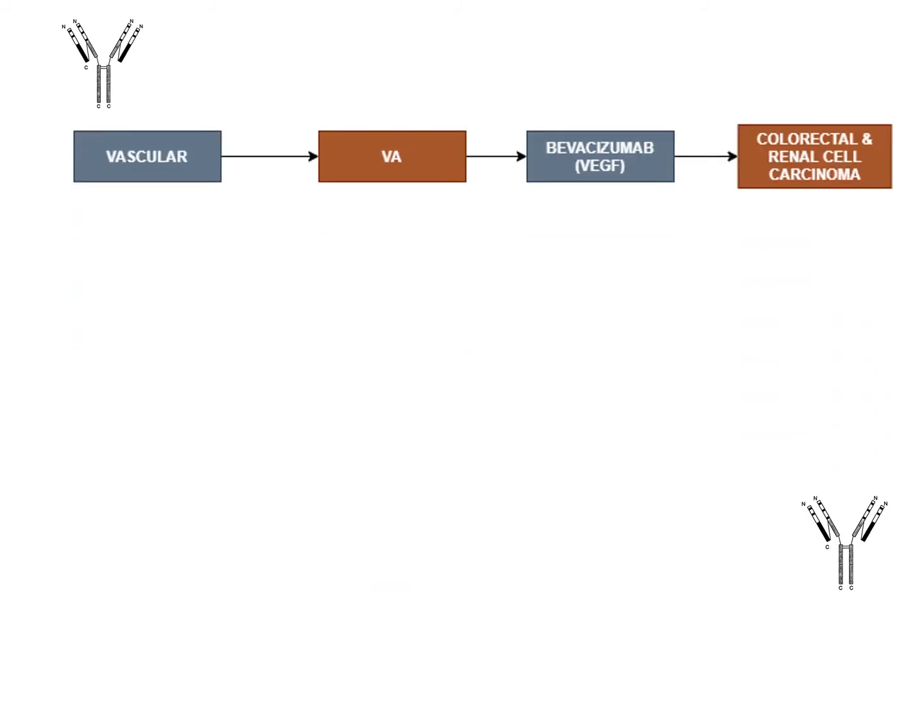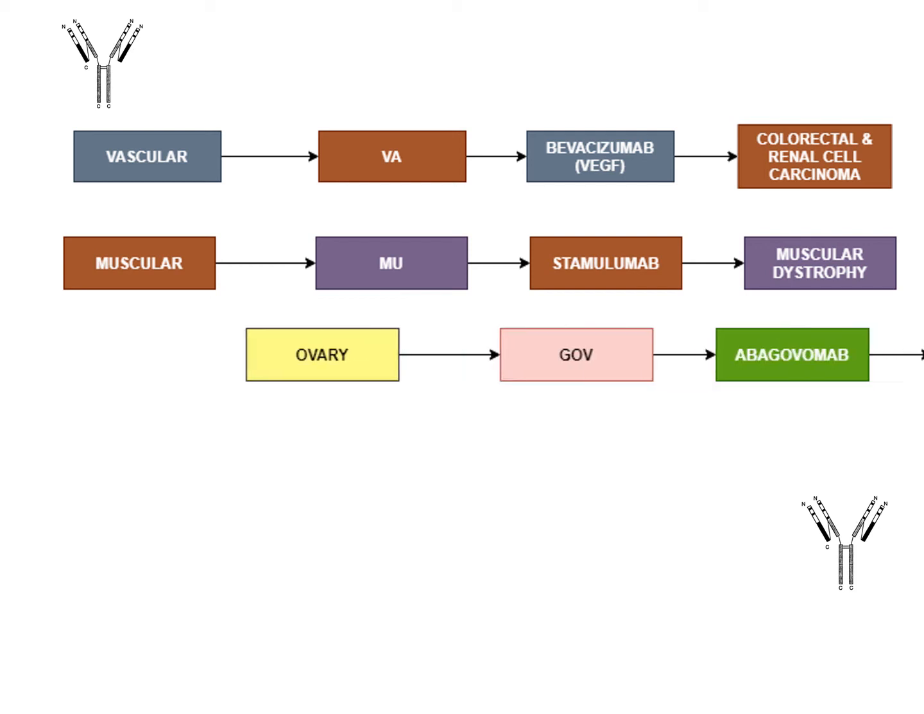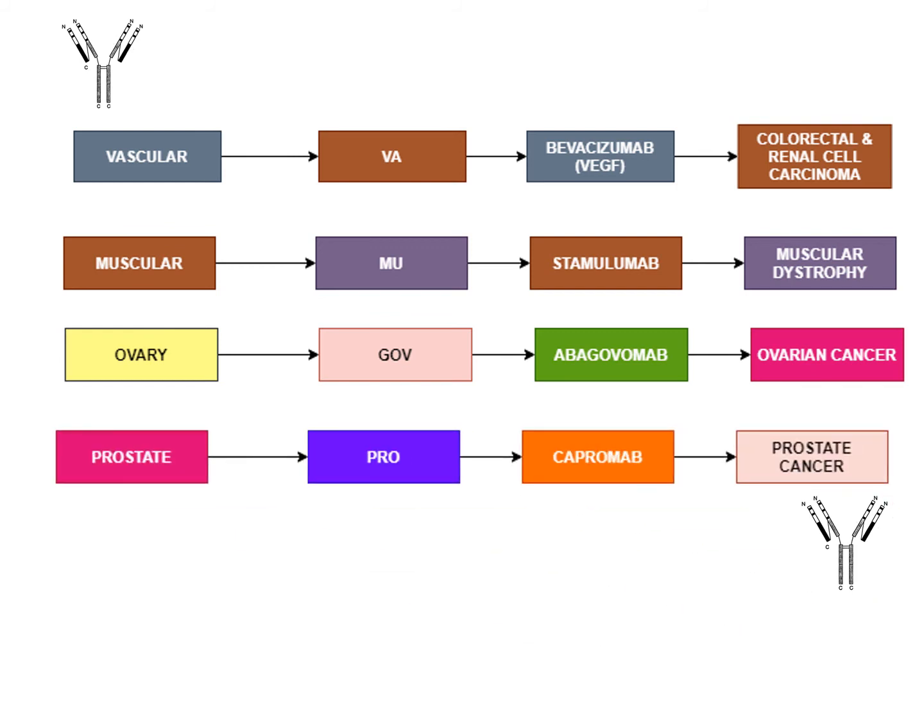Other examples are vascular, contains the letters VA, bevacizumab, given for colorectal and renal cell carcinoma. Muscular contains MU, stamulumab, given for muscular dystrophy. Then ovary, all the monoclonal antibodies related to ovary contain the letters GOV in their nomenclature, given for ovarian cancer. Then for prostate cancer, capromab contains PRO.